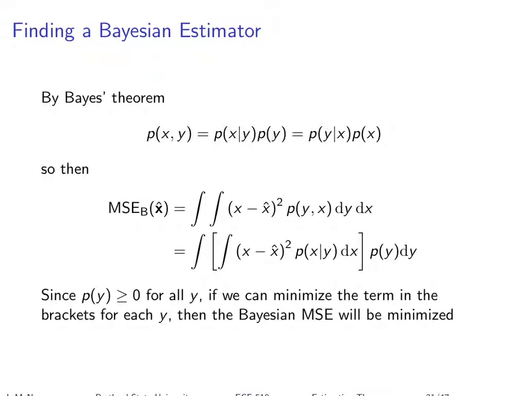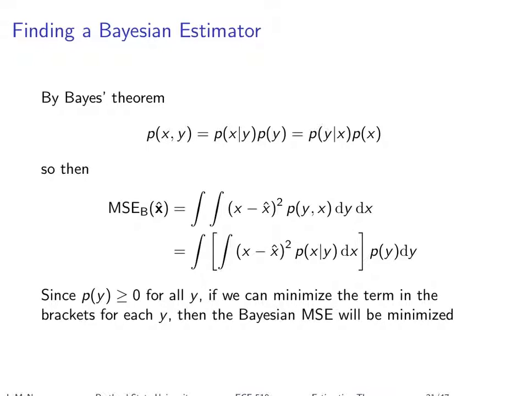Let's say we want to find an estimator that minimizes the mean squared error, the Bayesian mean squared error. If we substitute in this product for the joint probability here, then we can change the order of integration so that rather than integrating over Y first, we're integrating over X first. And so we've got this inner integral that we can evaluate first.